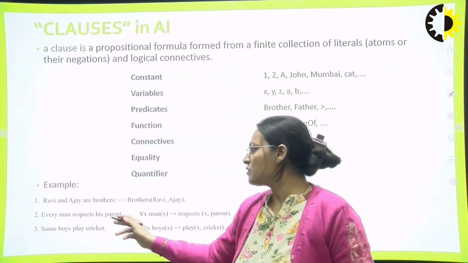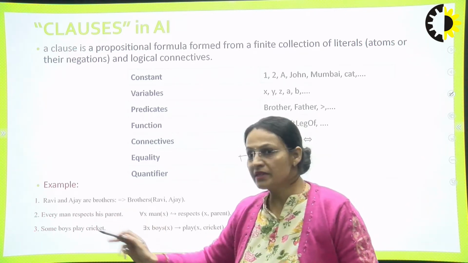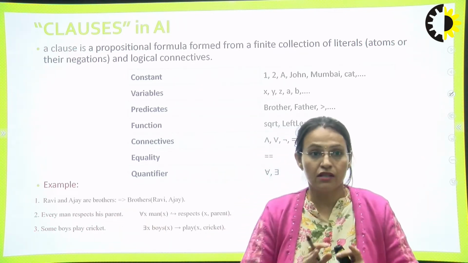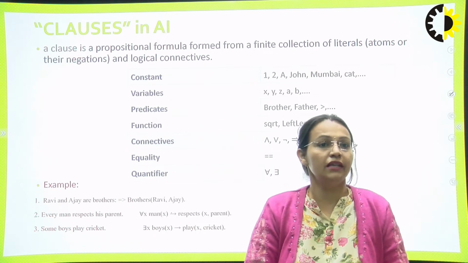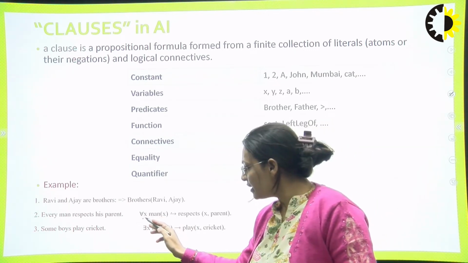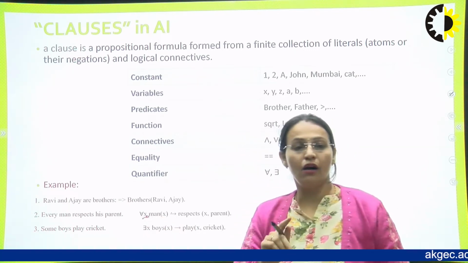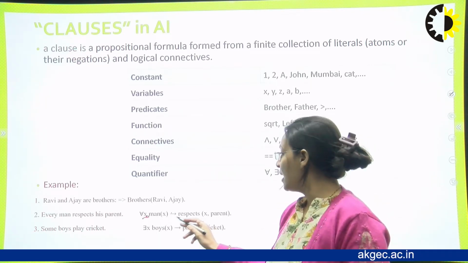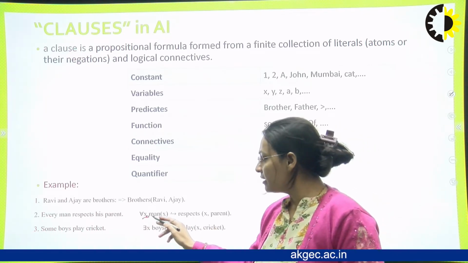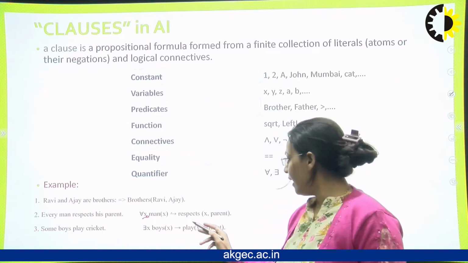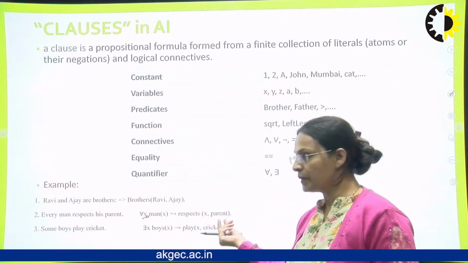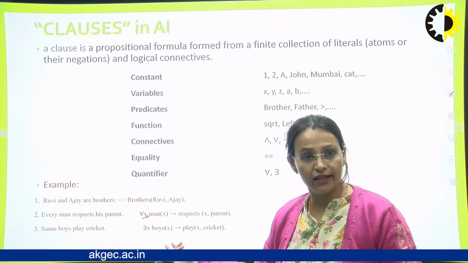Second is: every man respects his parent. That means it is represented with a quantifier, because it is talking about a general form, that is every man. So every man will be represented by the universal quantifier, which says for every x where x belongs to man, that x respects his parents. So this is represented this way.